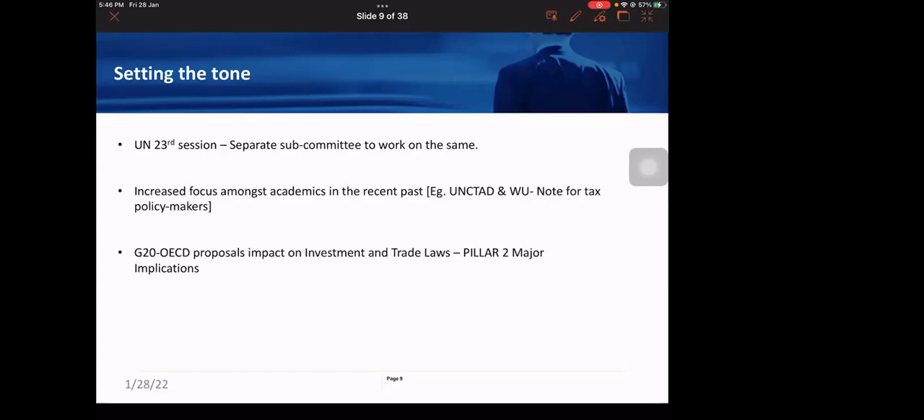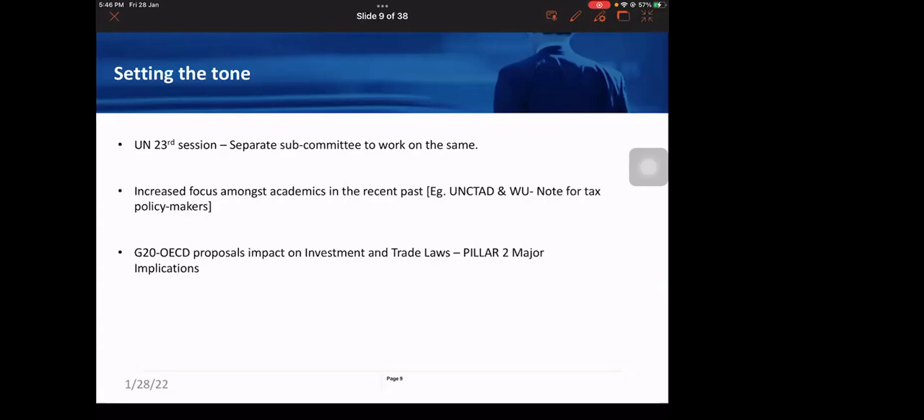Stretching further from the 17th session, the recently concluded 23rd UN Tax Committee session approved and voted to have a separate subcommittee to work on harmonizing tax, trade, and investments. So the role of non-tax agreements in tax, and it will also help vice versa as well. This is what we're going to see today in terms of how it is going to help.